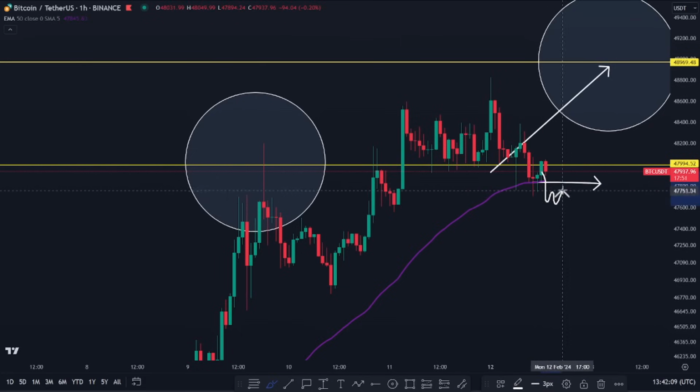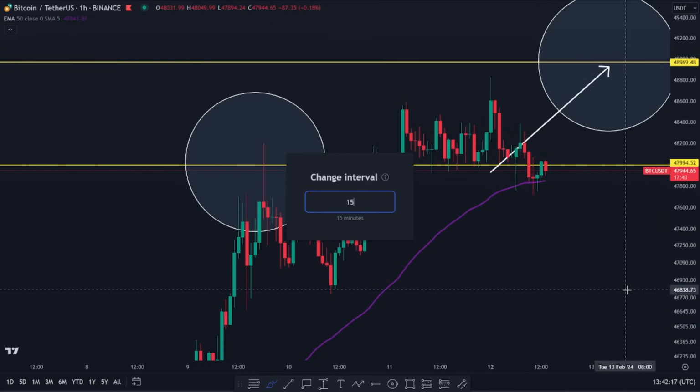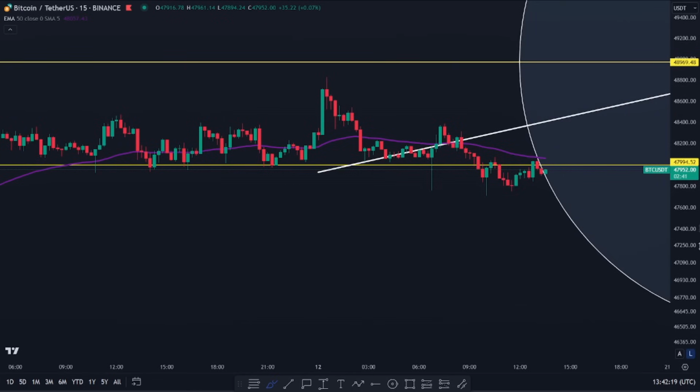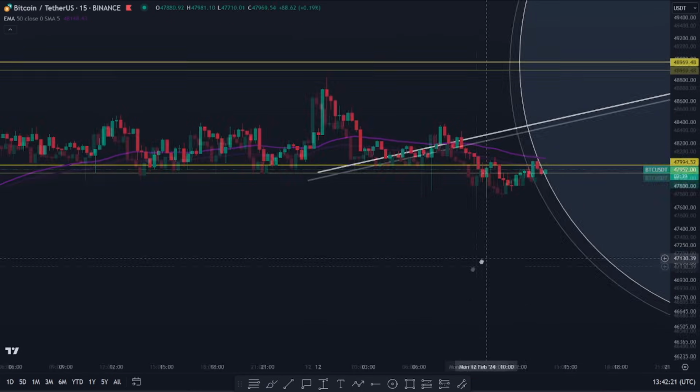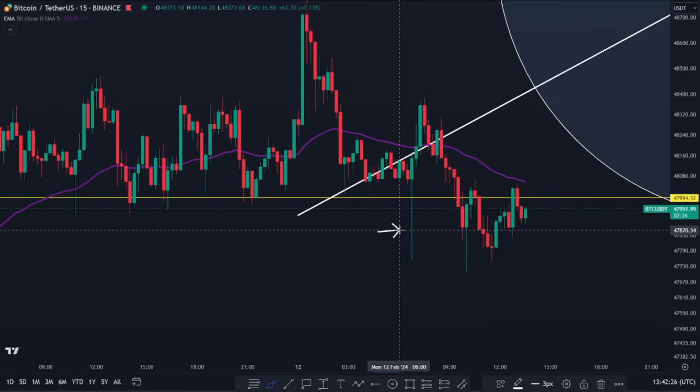If we lose it, consolidate below it, or even test that resistance, then yes, that'll be your short signal. Okay? That's important. In the 15 minutes time frame, the chart is also not looking that bad. Why? Well, because we created this wick over here.